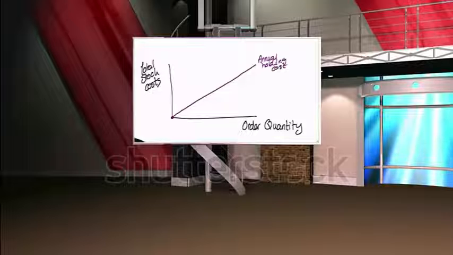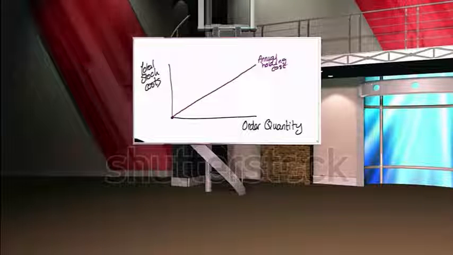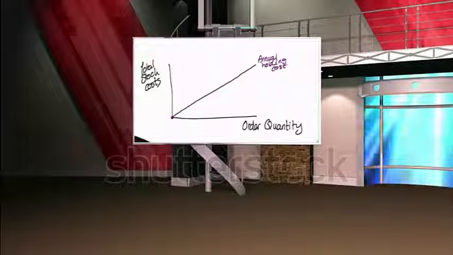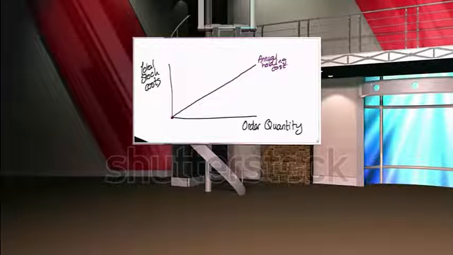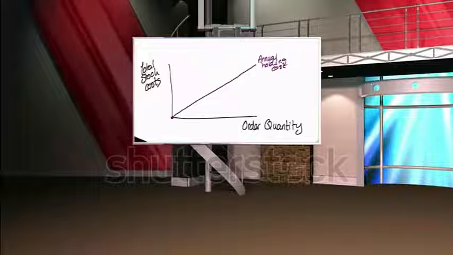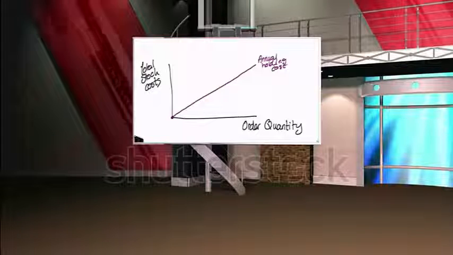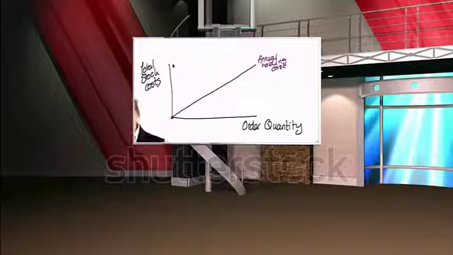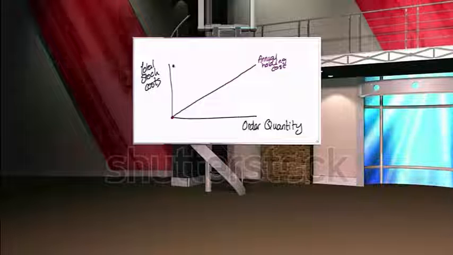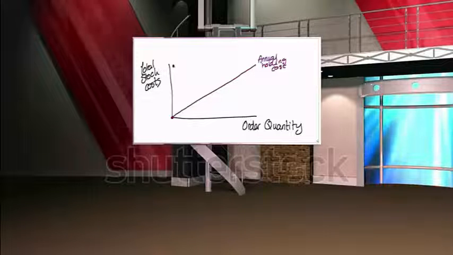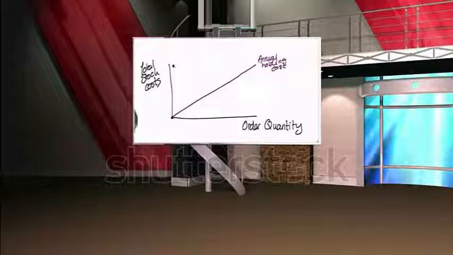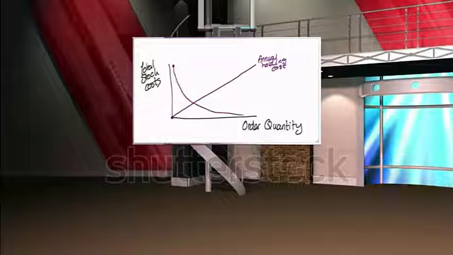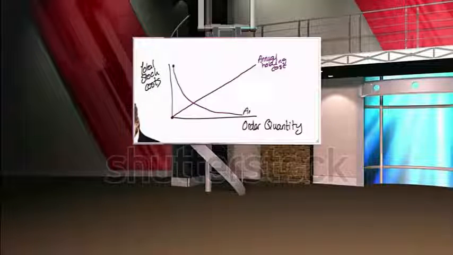Okay. If we think about our annual ordering costs next, we said that as our order quantity increases, our annual ordering costs will go down. If our order quantity is very, very low, then our annual ordering costs will be relatively high because it'll mean we're placing a lot of orders. As our order quantity goes up, that annual ordering cost will go down.